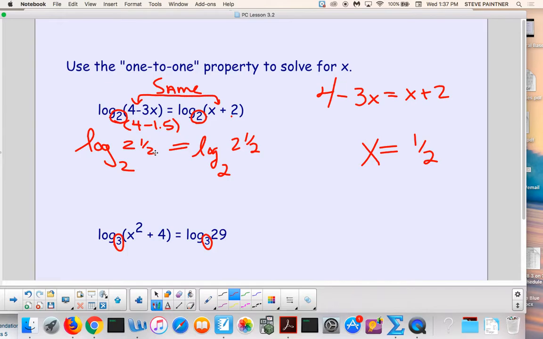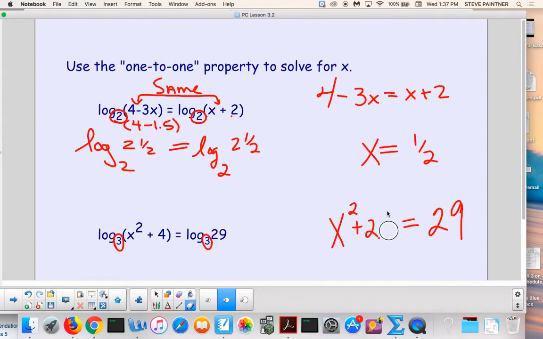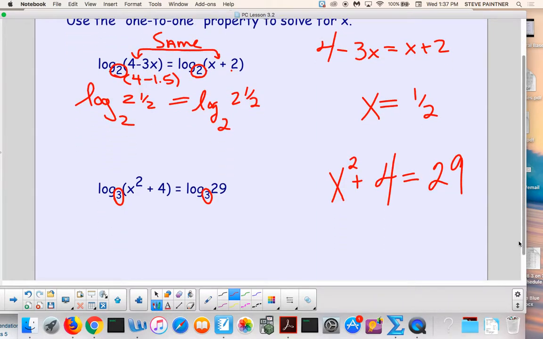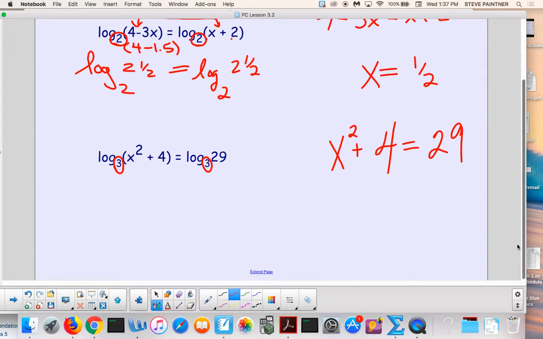Okay. This next one, same thing. Base 3. Base 3. Set this number equal to that number. Oh, I did that wrong. Sorry. That's a 4. And you get, Andrew, what'd you get? X equals 5. Okay, Andrew says x equals 5.